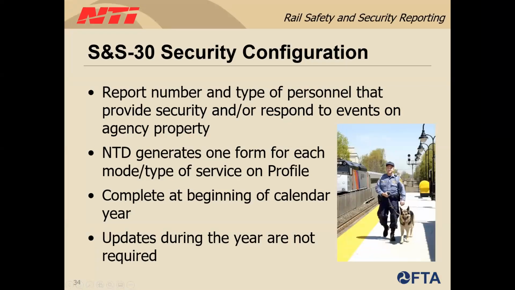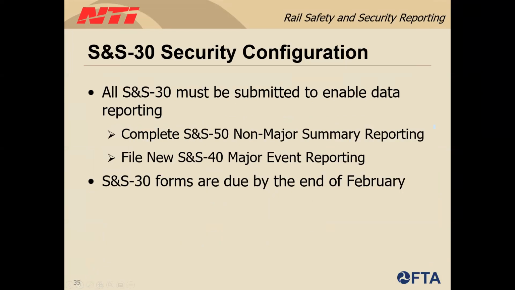The SNS 30 security configuration form collects the number and type of security personnel employed or contracted by your agency. The form is completed once at the beginning of the calendar year, and you are not required to update this form during the year. All SNS 30s must be completed and submitted to enable reporting.